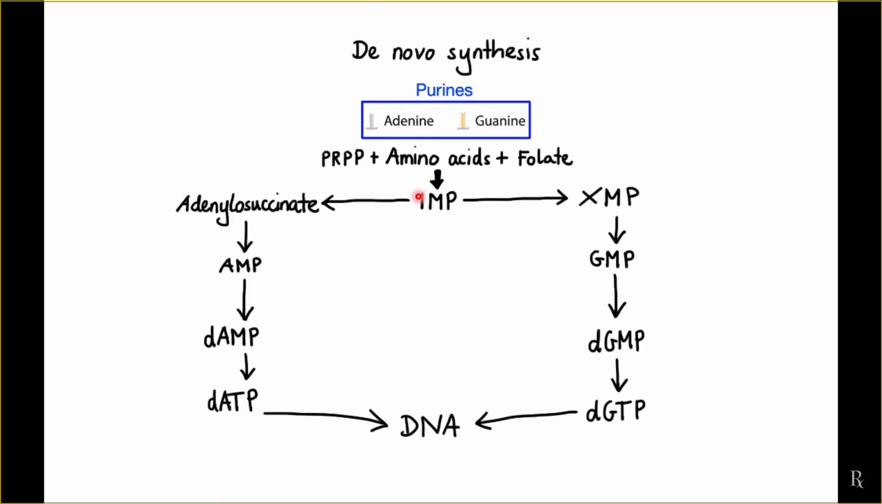And then from the inosine monophosphate we can produce adenylosuccinate, and then AMP, deoxy AMP, and deoxy ATP. So both deoxy ATP and deoxyguanosine triphosphate are required for the synthesis of the new strand of the DNA.